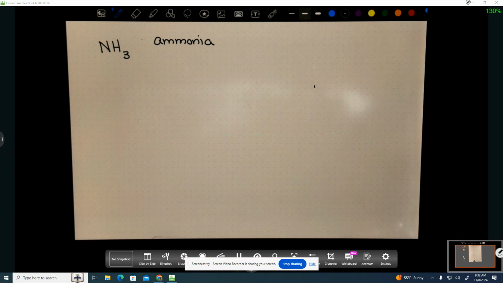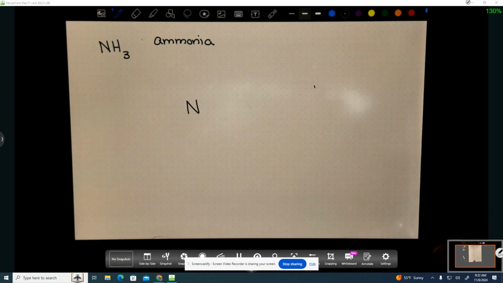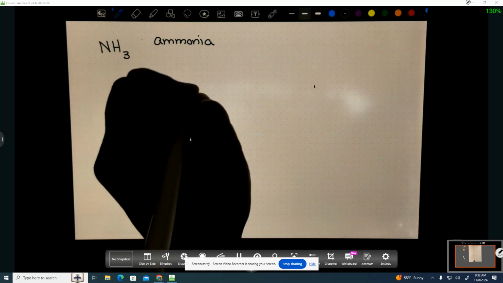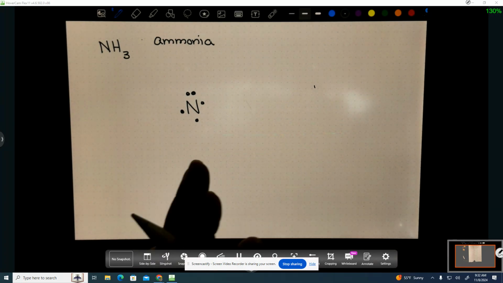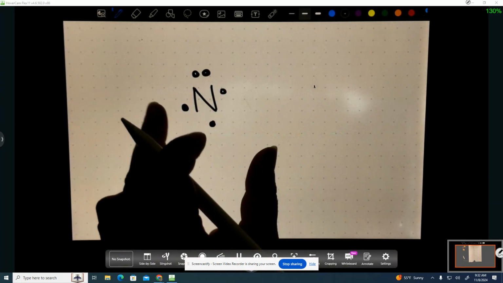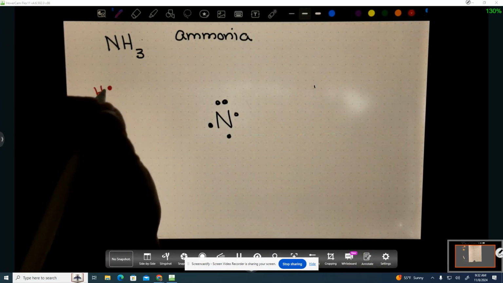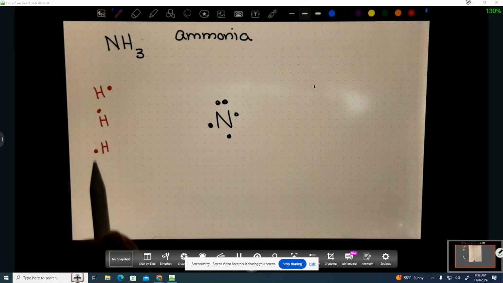So, let's draw ammonia. We're going to put the nitrogen in the middle because it's the one we have one of. We're going to put its 5 valence electrons on. Please tell me you know where I'm getting those 5 valence electrons from. Okay? And I think I said before, I'm not going to spend time explaining where I got those from anymore. We've got 3 hydrogens. I'll do them in red. There's 1, there's 2, there's 3. I just put the electron on so that when I move them, I don't have to move it twice.